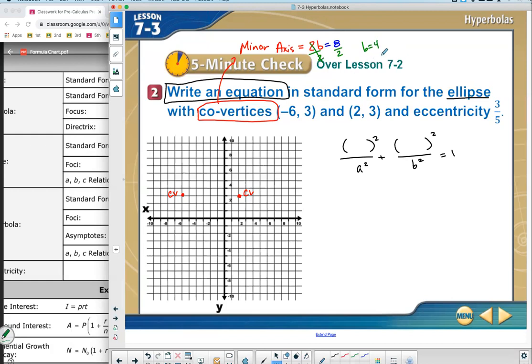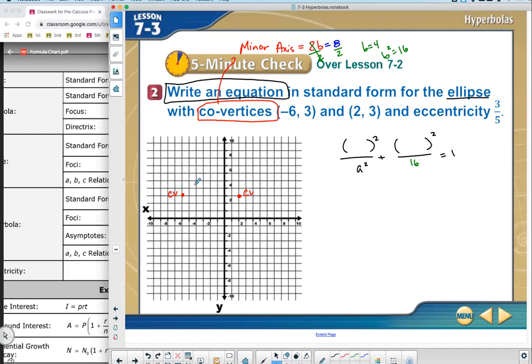B equals 4. And b squared equals 16. Good, Mariana. I do hear you quietly, but I hear you. Okay, so when I go to plug this in, b squared is 16, so I can place that in the formula now.